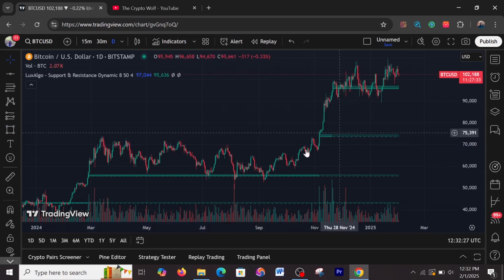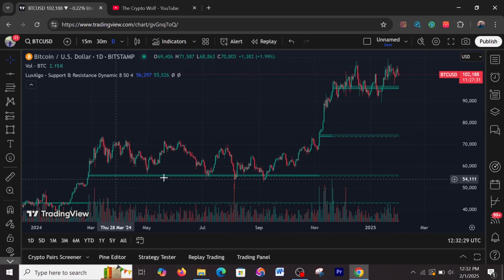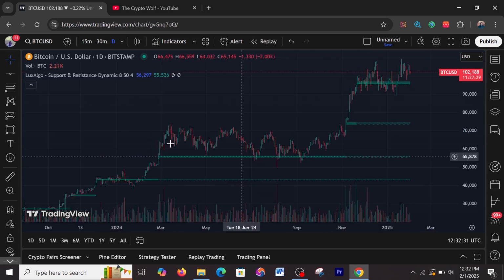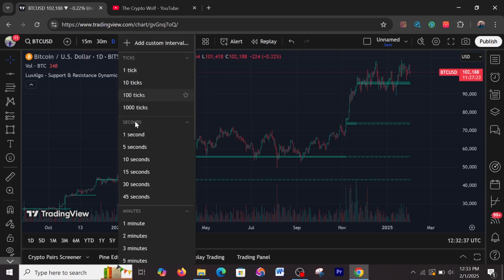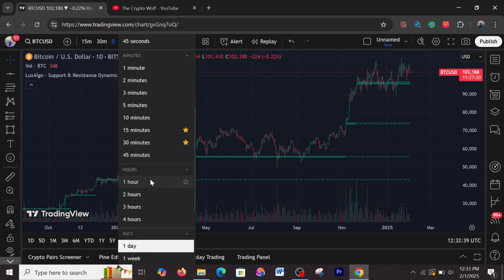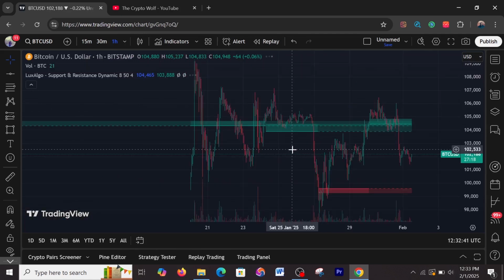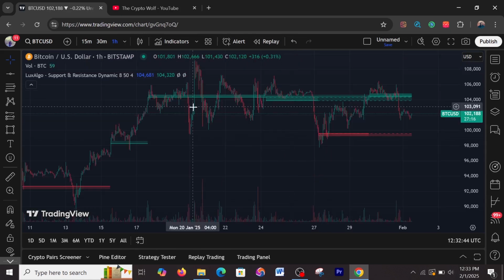I'm showing you something that looks like a zone. You could easily just identify areas of support and resistance. This is the daily time frame. So you could also switch it to 1 hour. It will show you, because most of the time support and resistance is dynamic. It's not literally the same for every time frame. So with this indicator, you can be able to see it.